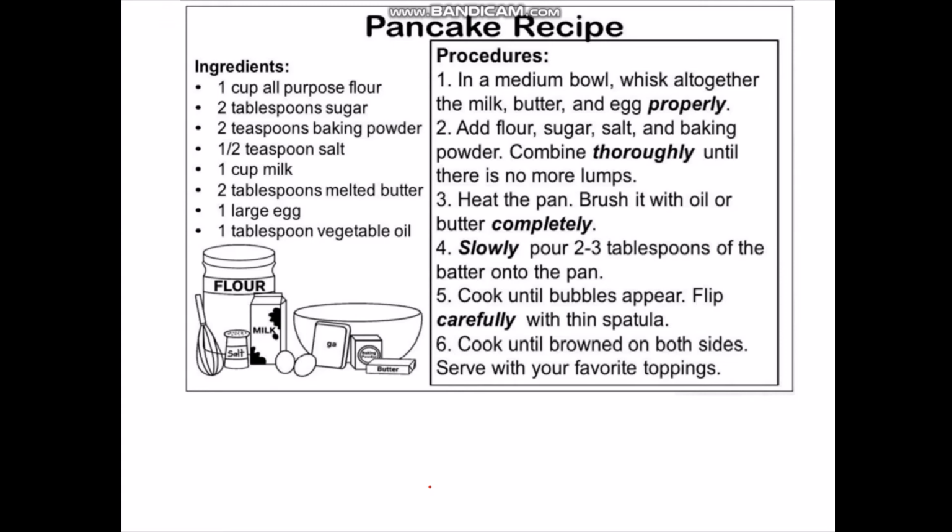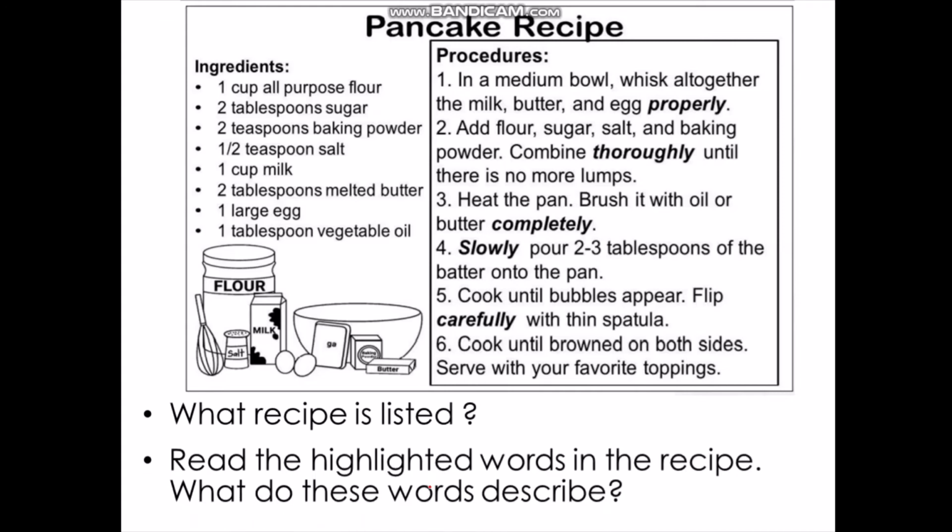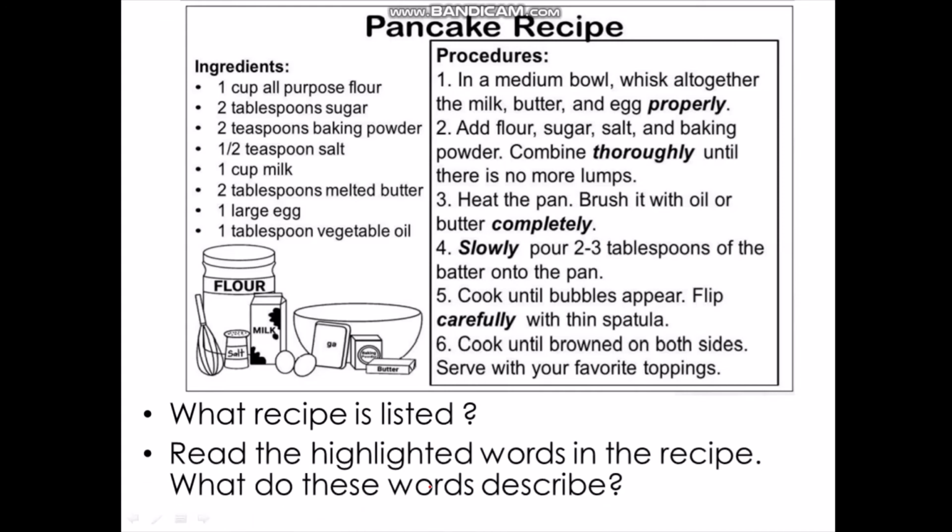So now, let's answer this one. Okay, so first, what recipe is listed? What recipe is this? Good job. It's about pancake recipe. Number two, read the highlighted words in the recipe. Can you read it? Very good. We have properly, thoroughly, completely, slowly, and carefully. So what do you think do these words describe?